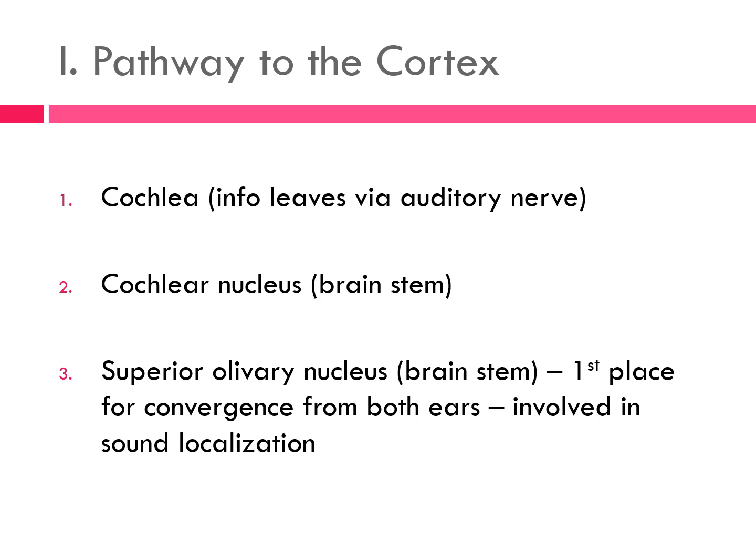And ipsilateral communication. What this allows for is the first place where we're going to see convergence of the information from the two ears, from both ears. So this is involved in sound localization. We use these cues, the differences happening between the two ears, to tell us about where sounds are coming from.